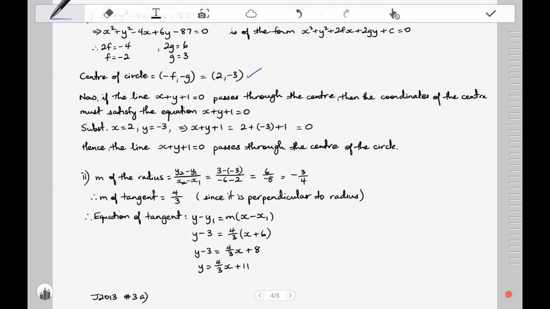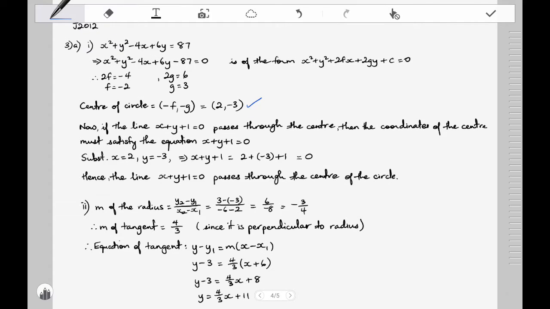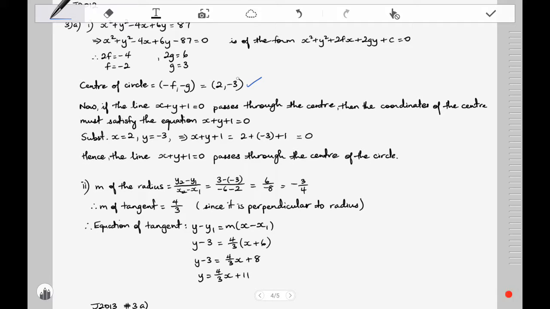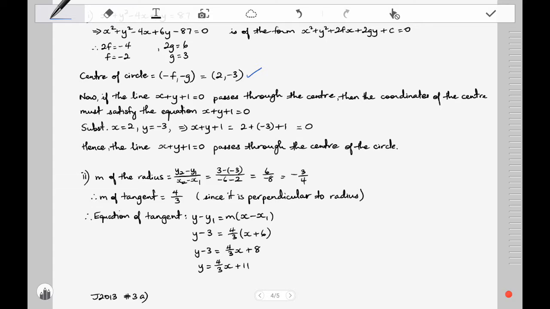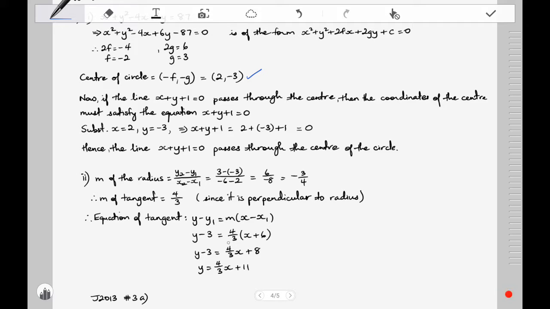Now this question, the first part says show that the line x plus y plus 1 equals 0 passes through the center. So all you need to do is use the coordinates of the center, substitute the x and y value, and see that it satisfies this equation. If I take 2 add minus 3, add 1, I will get 0. So therefore it will satisfy the equation. Okay, so the question asks us to find the equation of the tangent at the point (minus 6, 3).